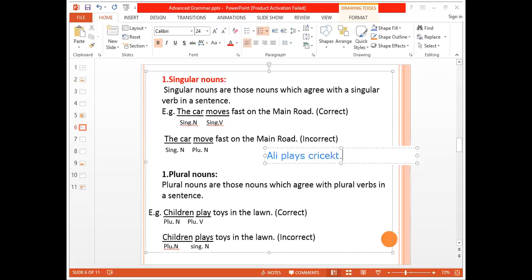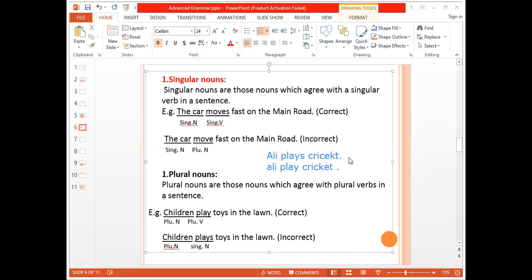Now, plays is a singular verb here. It's not plural, clear? It's singular. But if I say Ali play cricket, now it's incorrect. Why? Because the noun we have here is a singular noun. So a singular noun is followed by a singular verb as well, clear?